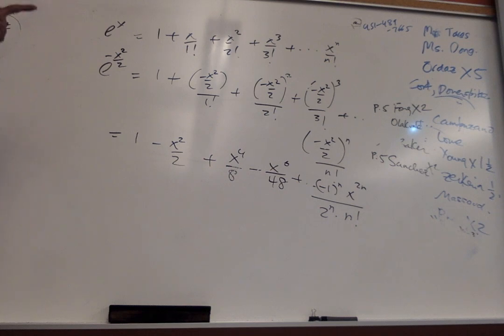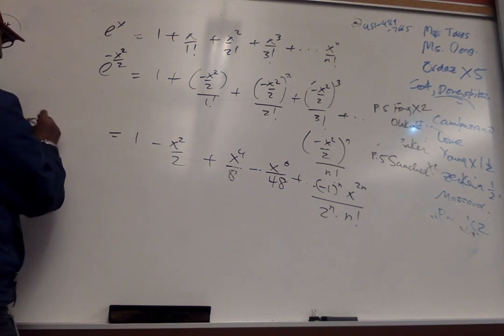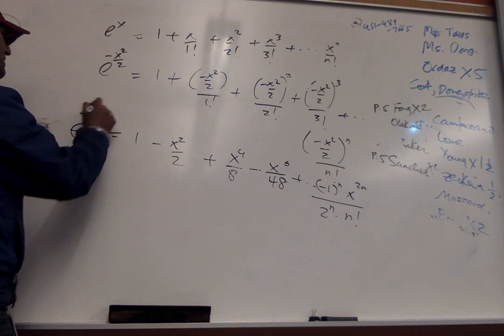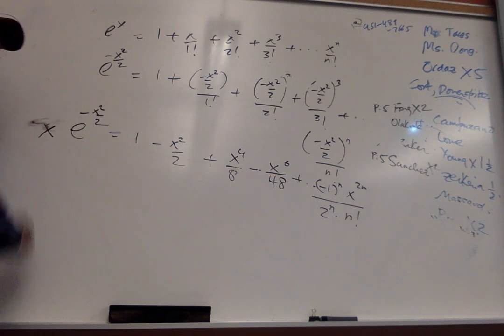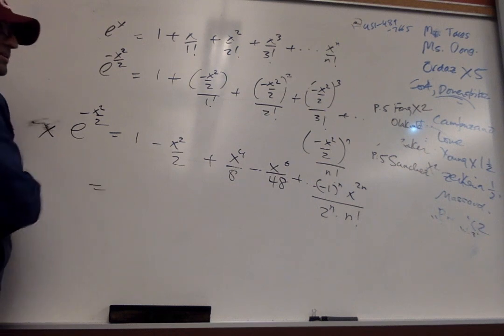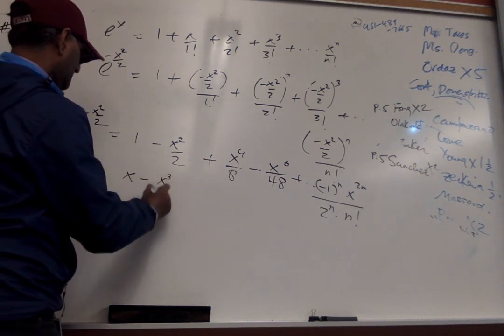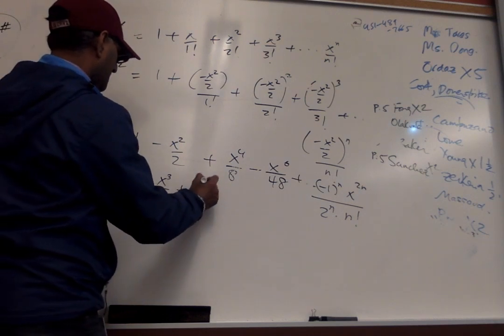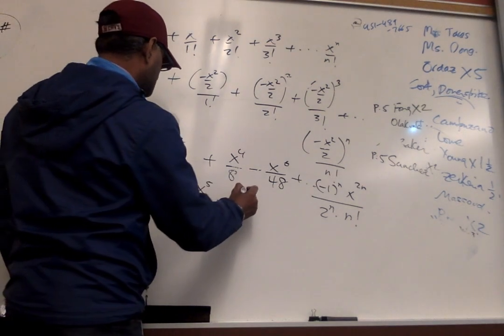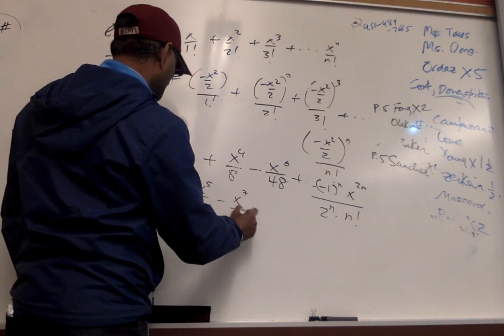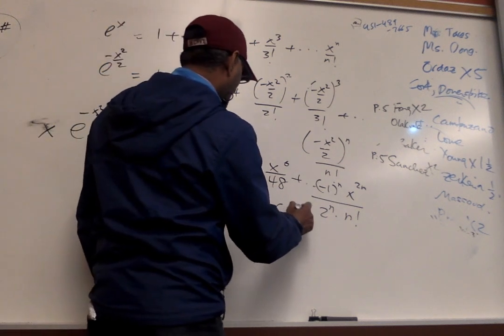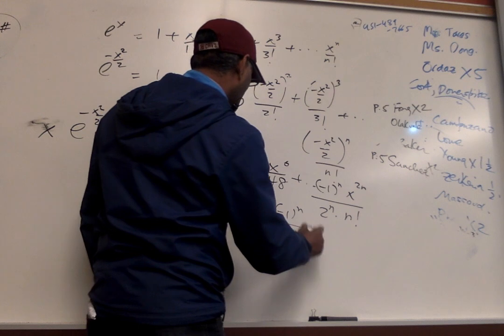Are we there yet? Read the question. Are we there yet? What do we need to do last step? Hint, that's e to the negative x squared over 2. What do I need to do last step? Multiply by x. So I'm going to do x times e to the power of negative x squared over 2. I'm going to multiply every term by x. Is that clear? So what is the first term going to be? Minus, over, plus, over, minus, x, over, look down, plus dot dot dot, negative 1 to the power of n, over 2 to the power of n, n factorial.